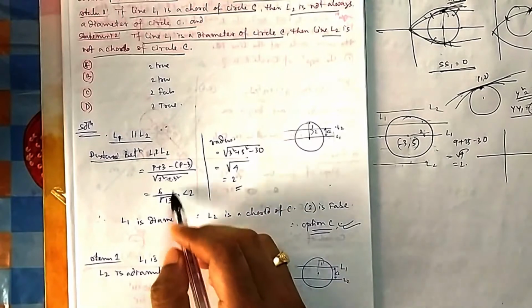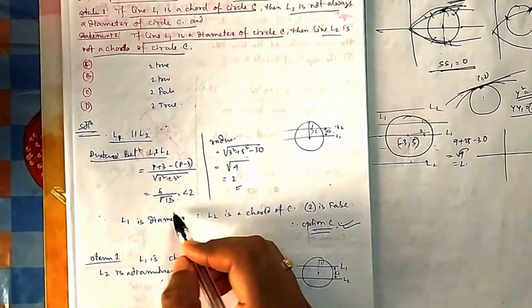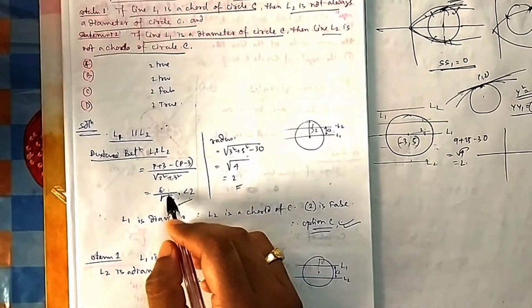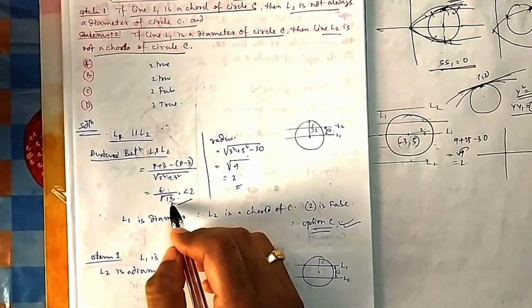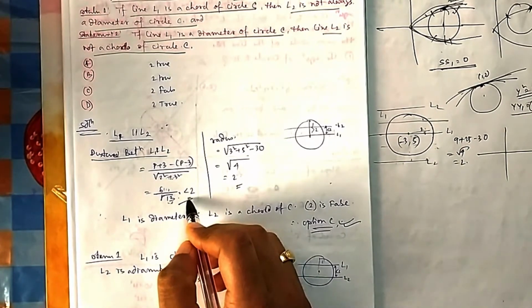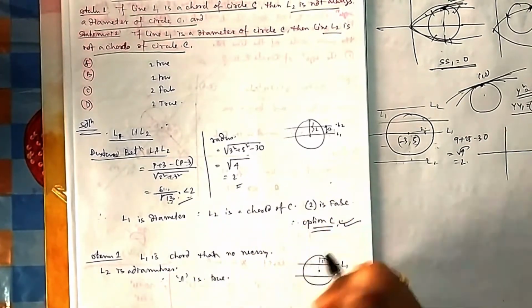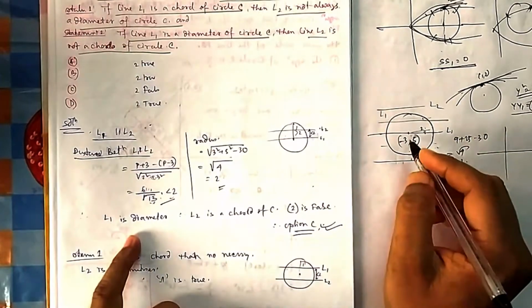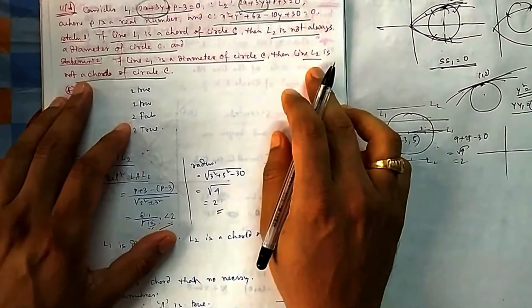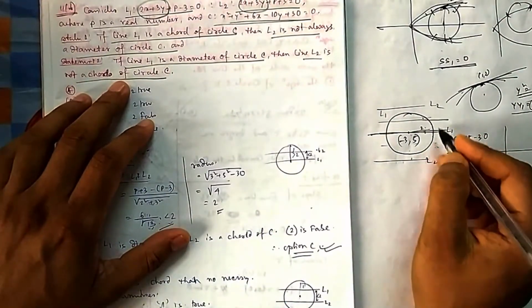Radius we have calculated. So if you solve it, you can see P cancels, and it is 6 by root 3, which should be less than 2. 6 by root 3 is around 3 point something in the denominator, so if you divide by more than 3, it will be less than 2. So the distance between them is less than 2. Now come to statement 2. If L1 is the diameter of C, then L2 is not a chord. Distance between them is less than 2.